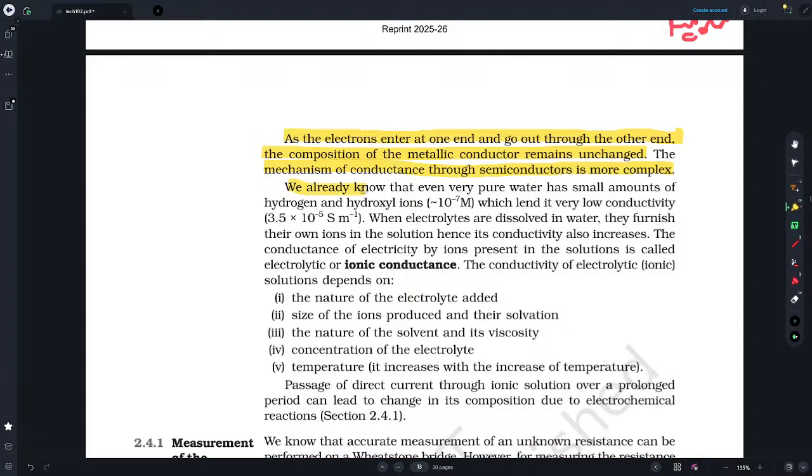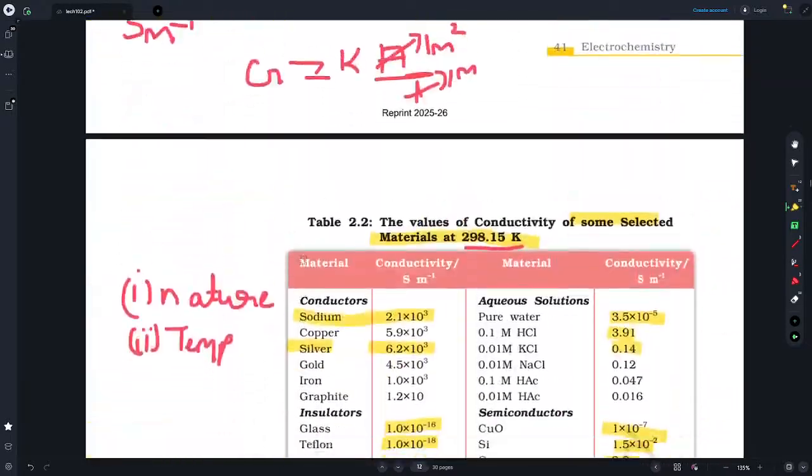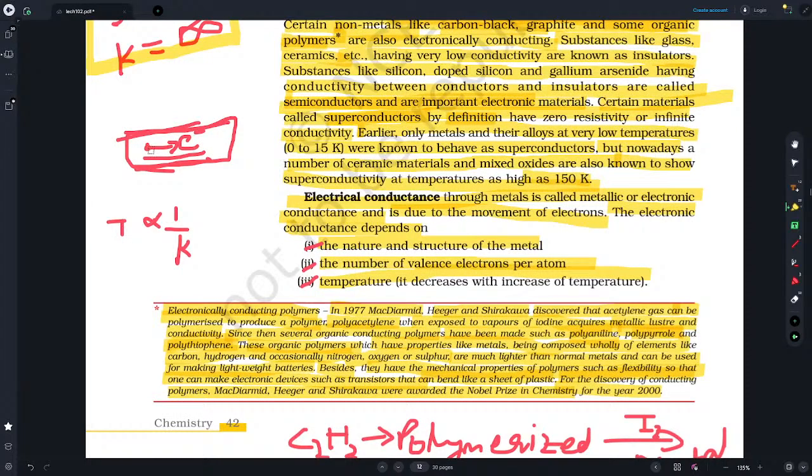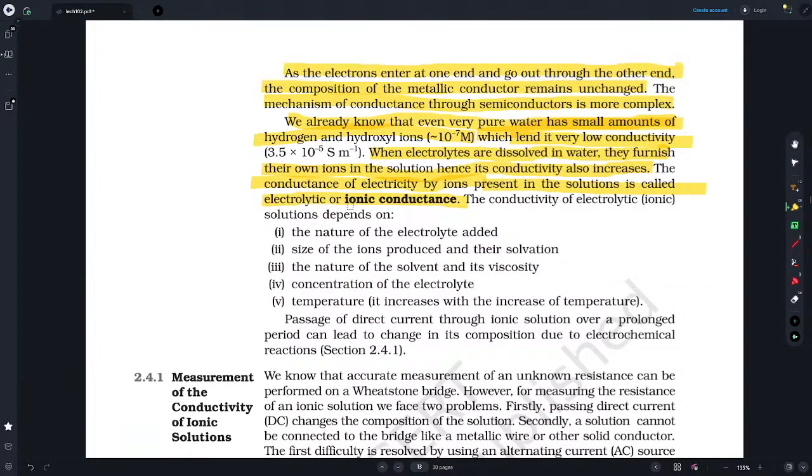We already know that very pure water has small amounts of hydrogen and hydroxyl ions, approximately 10 power minus 7 molar concentration, which lends it very low conductivity, which we saw in the above table, 3.5 into 10 power minus 5. When electrolytes are dissolved in water, they furnish their own ions in the solution, hence its conductivity also increases. The conductance of electricity by ions present in the solution is called electrolytic or ionic conductance. Conduction through metals is what we call electronic conductance, but in solutions, when ions furnish the solution, it is called ionic or electrolytic conductance.